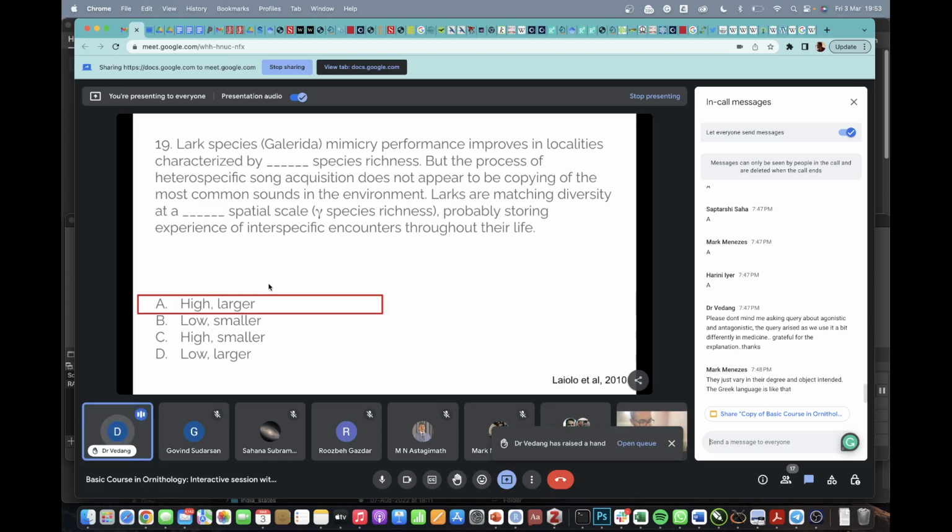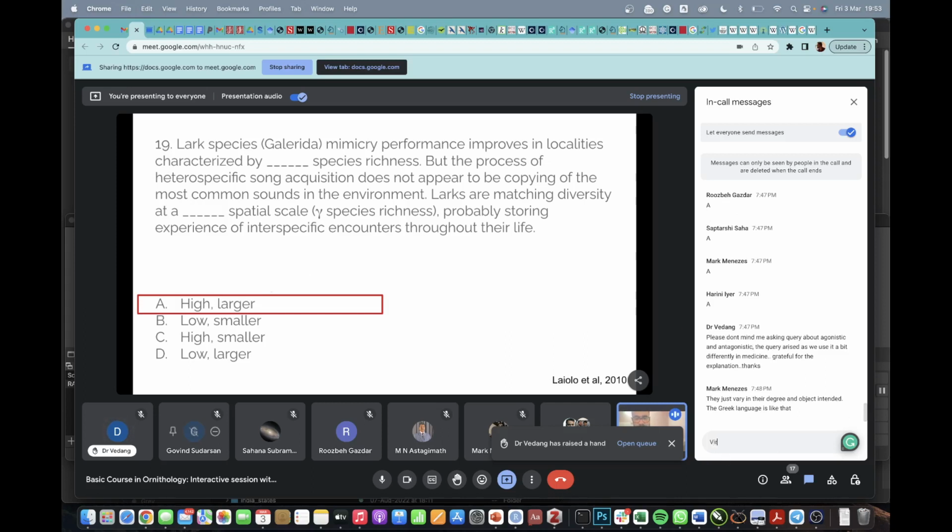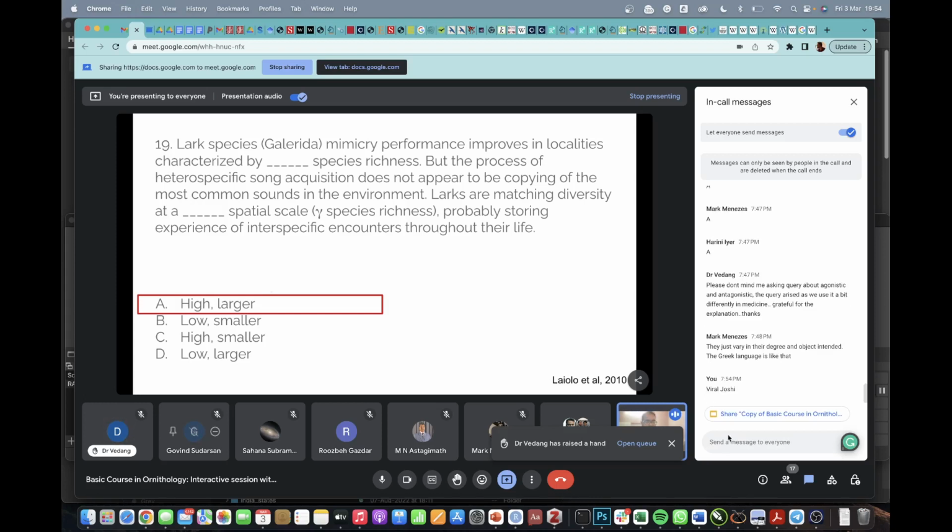Yes, Vedant. I had another question, so once you're done with the explanation, I'll go on to it. I don't want to disturb you. All right. So if you'd like to see if a similar study has been done on larks in India, you should check Viral Joshi's paper. You can just Google him, and you'll find that paper. Viral Joshi Lark. There would be one paper in front of you. Yes, Vedant, go ahead.